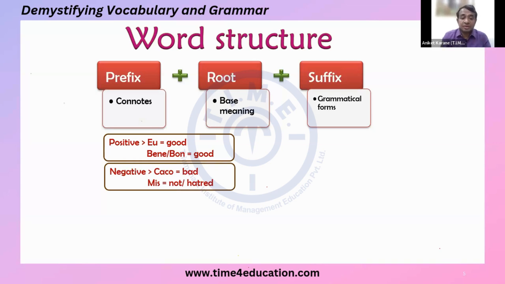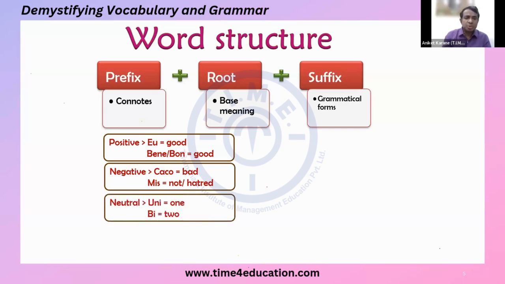Then you have negative. Now negative, caco. Caco is bad. So if I say, what's the cacophony going around here? Phony is sound, P-H-O-N-Y. So cacophony will be the sound that is bad or harsh. If in a classroom, many students are making ruckus, that's a cacophony that's going on. Then you have miss. Miss is not or hatred. So misbehave, misplace, mistake, all these words come from that negative connotation root.